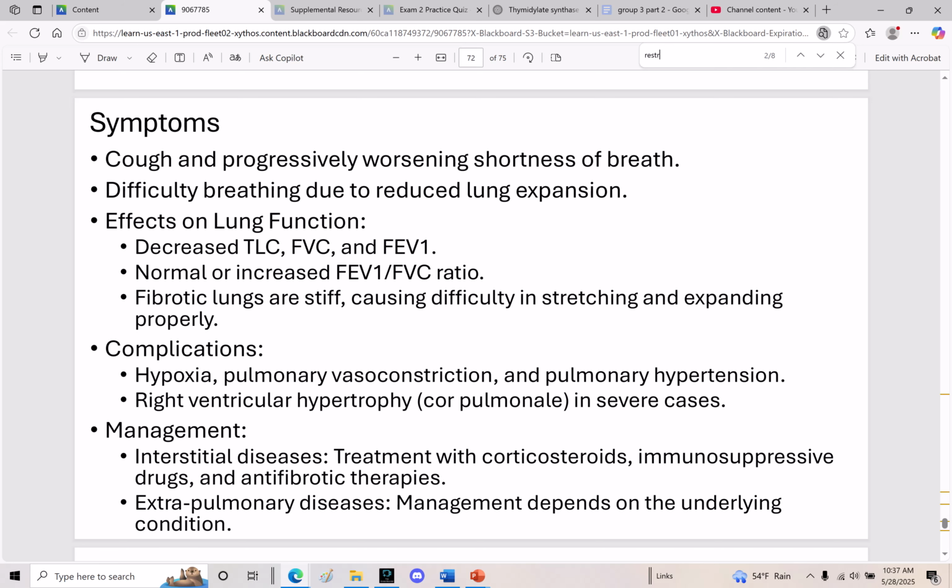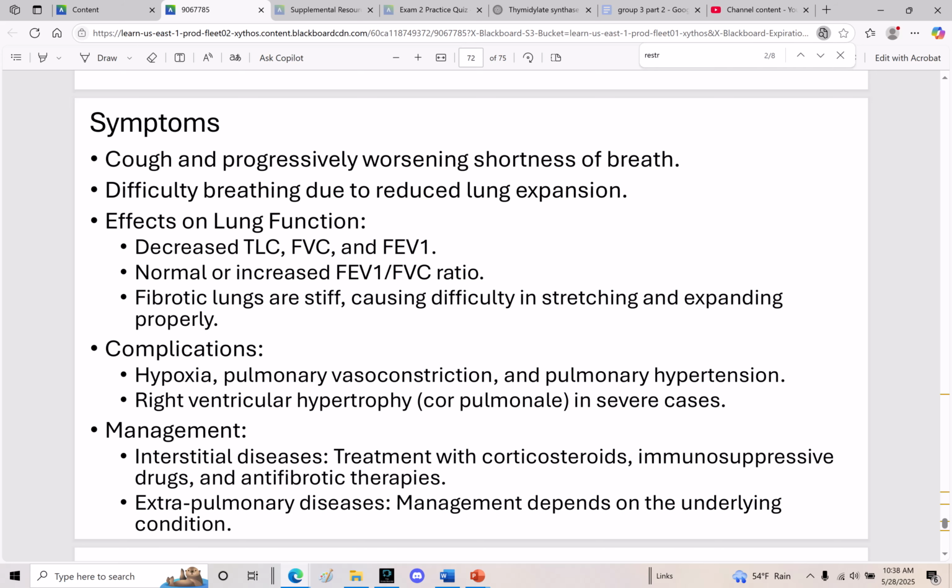In severe cases. Management: interstitial disease treatment, like steroids, immunosuppressive drugs, anti-fibrotic drugs, basically anti-fibrosis drugs. Extrapulmonary disease management depends on the underlying condition. So if there are any deformities that could be corrected, then they have to be corrected. Right? Now that's your summary right there.